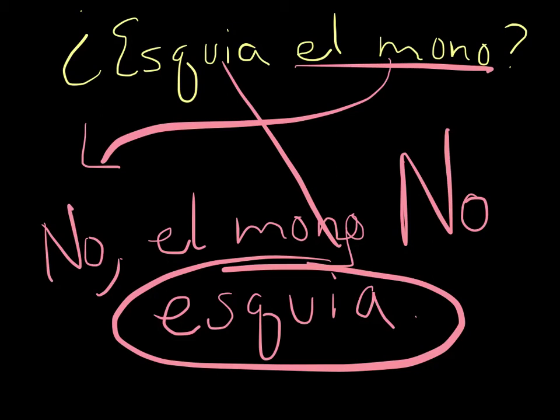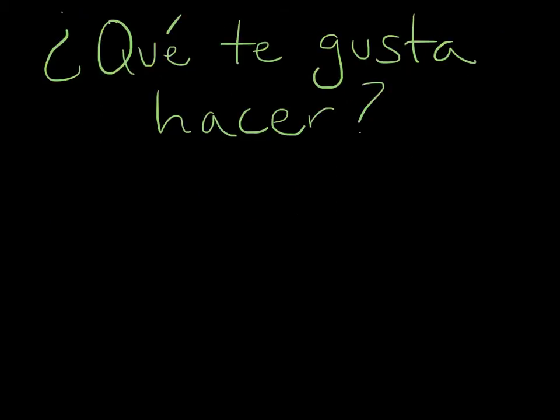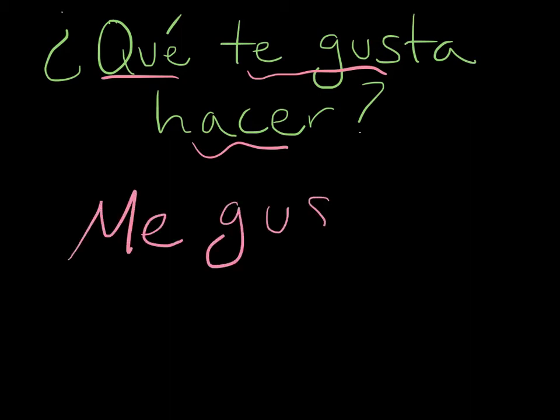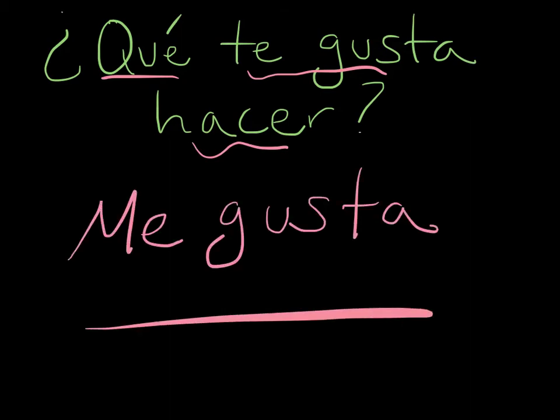Now, if I say ¿qué te gusta hacer? That means what do you like to do? So you would say me gusta, for I like, and then you would put any verb that ends in an R. Me gusta bailar, I like to dance. Me gusta esquiar, I like to ski. Me gusta cantar, I like to sing.